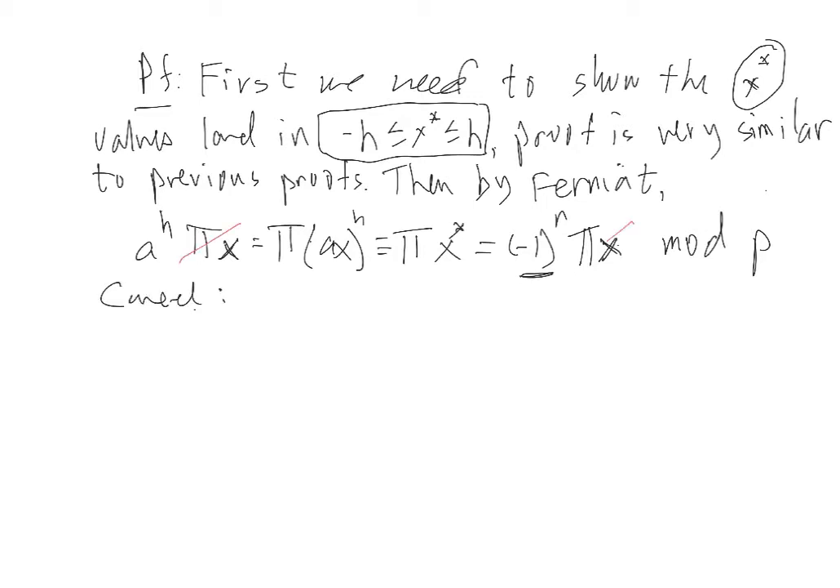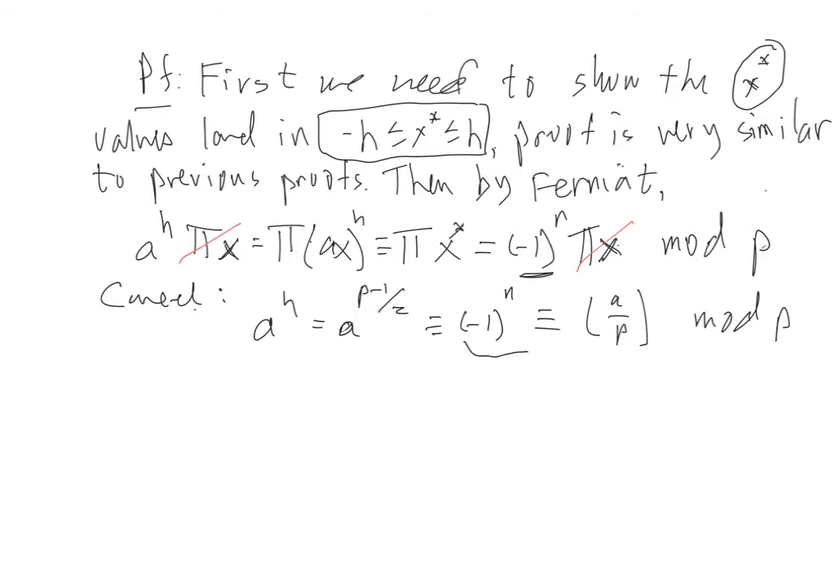I'll do it in red. Those guys are relatively prime to p. The product is, so we can cancel them, and we get that a to the h, which remember is a to the p minus 1 over 2, is congruent to minus 1 to the n. But we also know by Euler's criterion, a to the p minus 1 over 2 is congruent to a over p. Oh, my a's are ugly. A over p. Yeah, here's another ugly a. And that's mod p. So, right here is the statement we're looking for. And that concludes the proof.